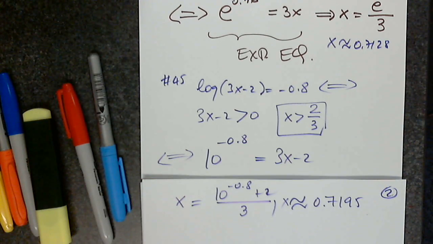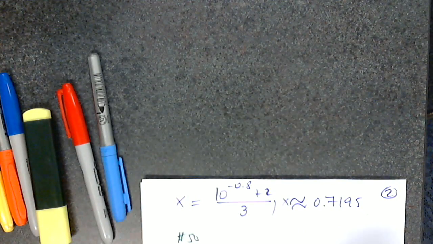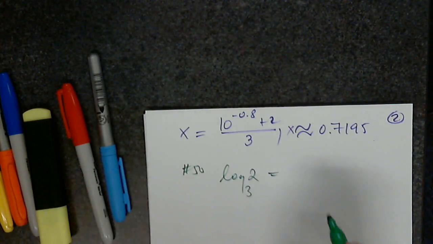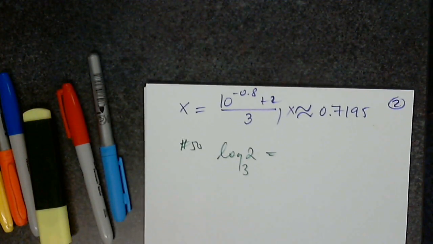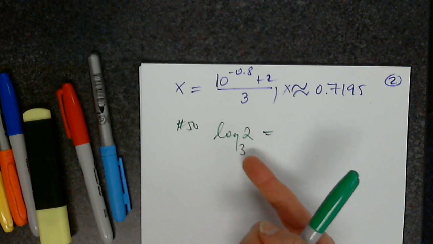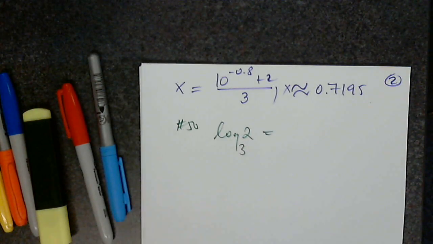Let's evaluate number 50. In number 50, we have log base 3 of 2. We're asked to evaluate this. I have no idea what number I raised 3 to get 2. I can do this by hand, but I have a change of base formula.